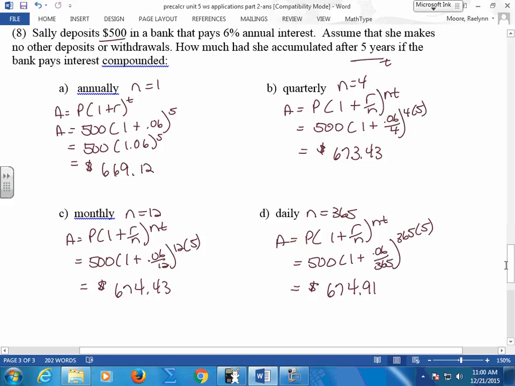We kept it steady at 5 years. We did annually, N is 1, quarterly, N is 4, monthly, N is 12, daily, N is 365. The daily should yield you the highest return because we didn't do PERT in here. PERT will give you the best. It is not a lot more than a daily. But you can kind of see where the growth is.